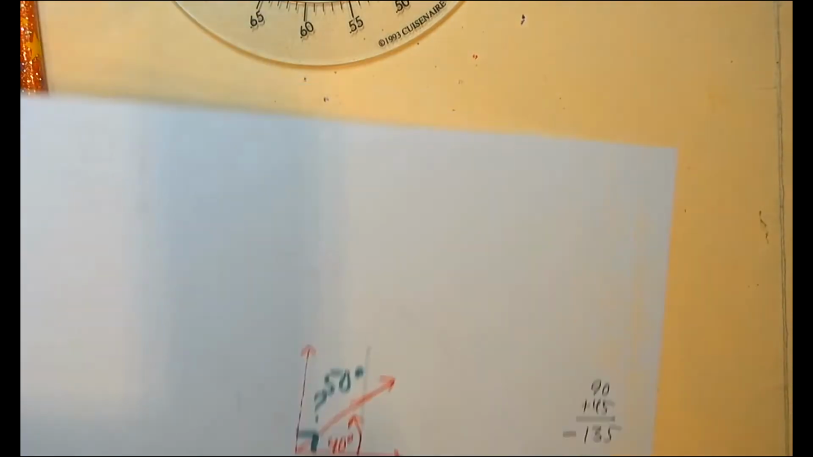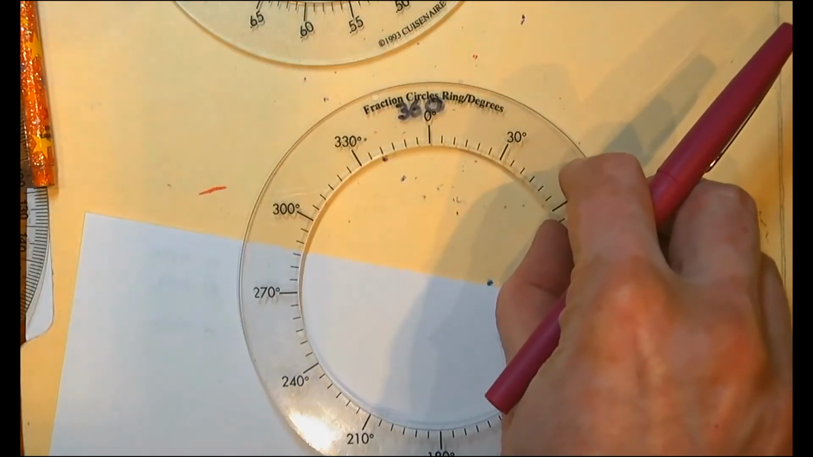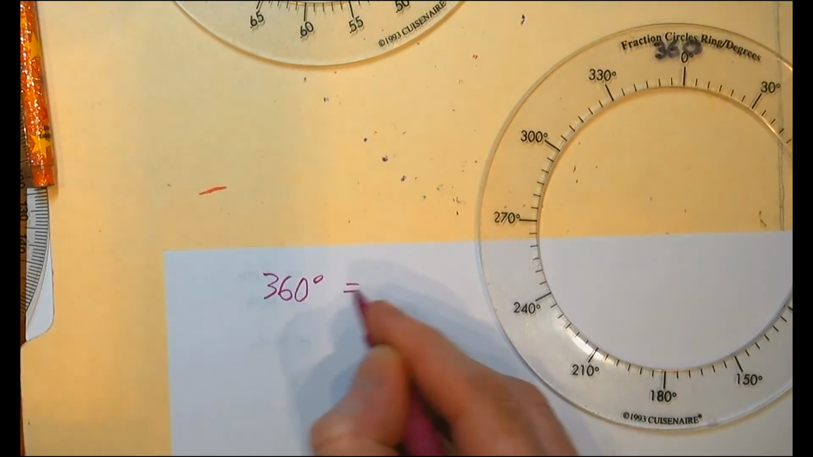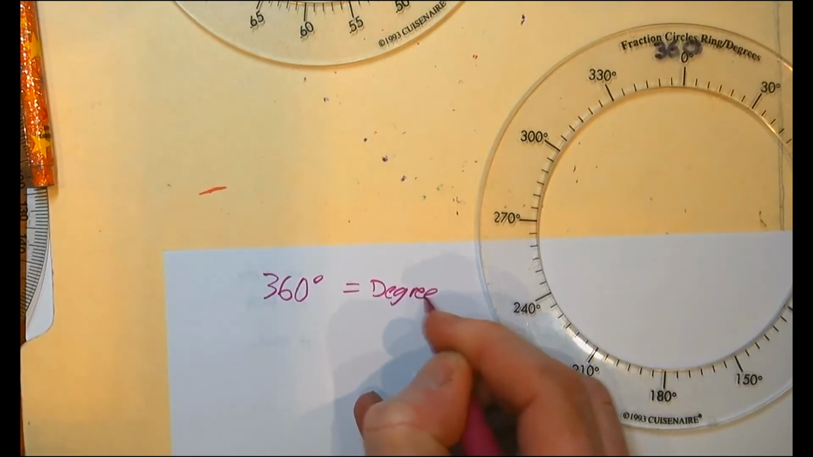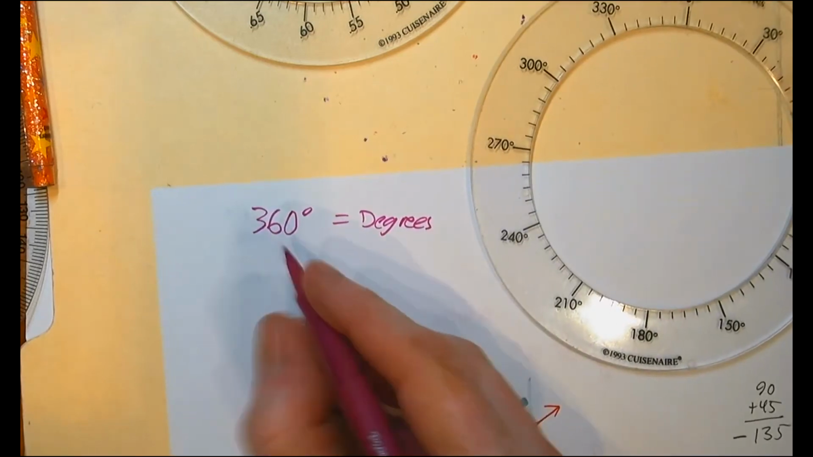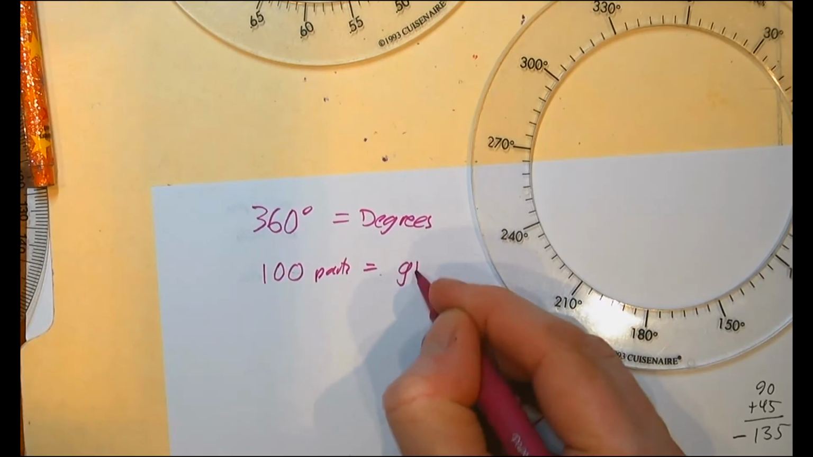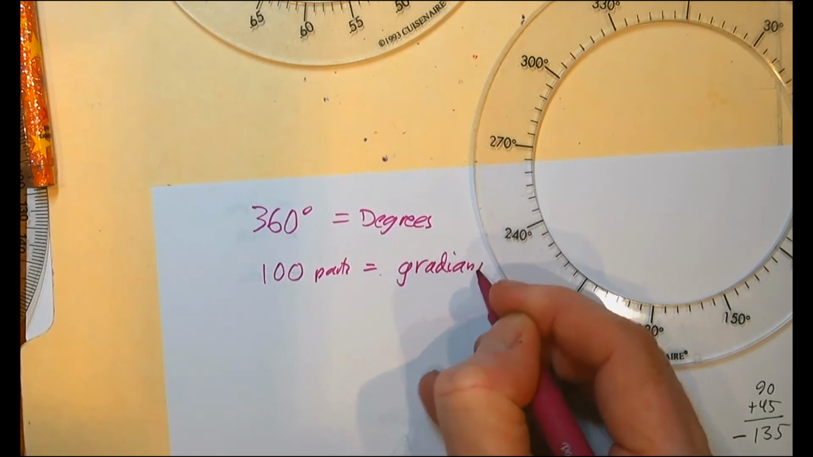And so this is a system called degrees, right? So if you use 360, we call that degrees, don't we? But if you broke a circle into 100 parts, they call this gradients. It never really caught on.